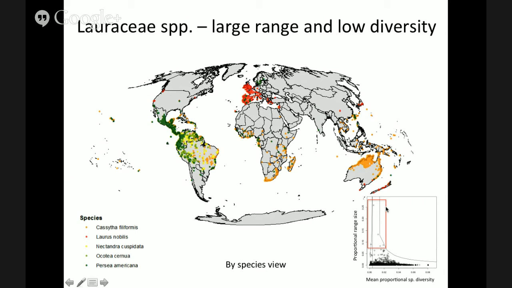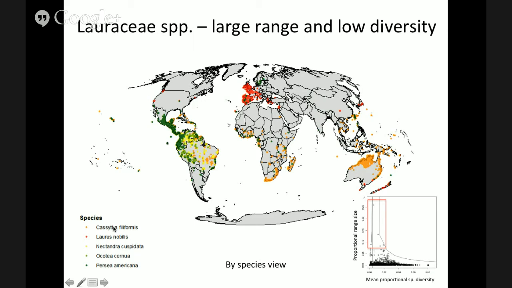These are the 5 species with larger geographic ranges. Remember, this is the view by species. So now on the y-axis we have proportional range size, and I'm using this red cell to highlight which species I'm selecting. You are looking at the lower right panel. On average, these species share their distribution with few species or a lot of species. Not so many species, but quite a bit when you move to the right on the x-axis.